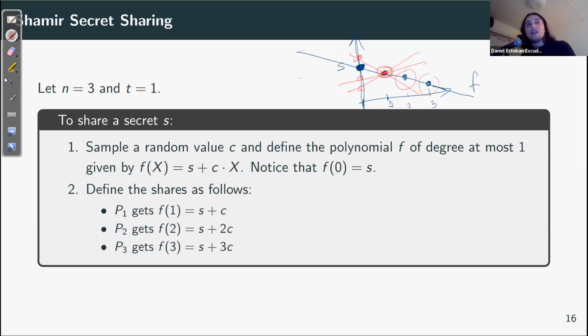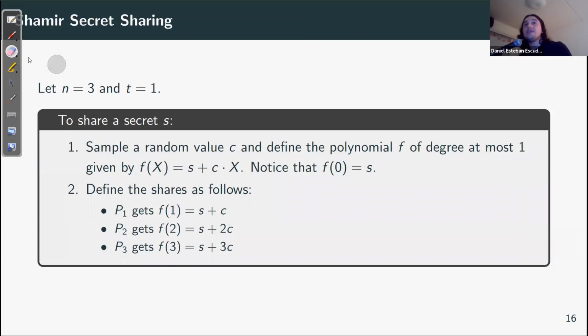But if suddenly, instead of knowing 1, you know 2 of them, maybe this one and also this one, you know the secret now, because you can simply get the line that goes through these 2 points, see where it intersects the y-axis, and that's the secret. So this is Shamir secret sharing for n equal to 3 and t equal to 1, and it can be, as I said, generalized to any t and any n as long as t is less than n/2.